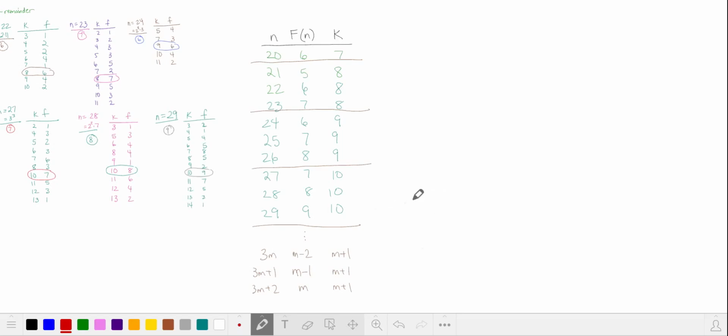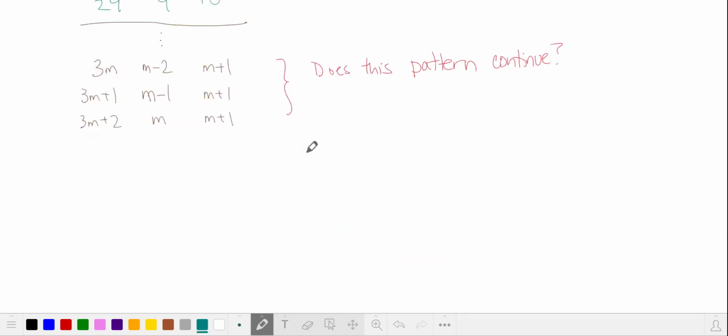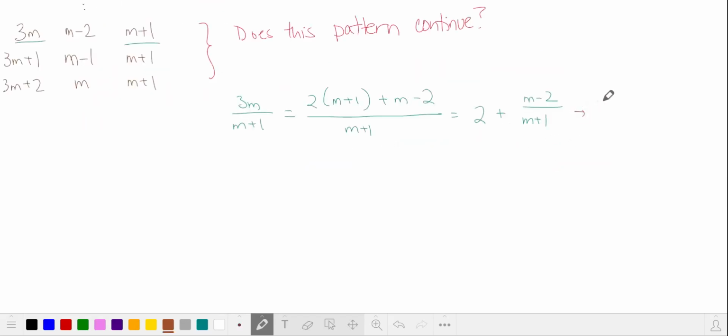But before we do that, let's just verify that this pattern continues. So first of all, in order to calculate the remainder when we divide 3m by m plus 1, we can write it like this. I can write this as a multiple of m plus 1, and then we have an extra m and a minus 2. This gives me a quotient of 2 and a remainder of m minus 2. So this is always going to be true.